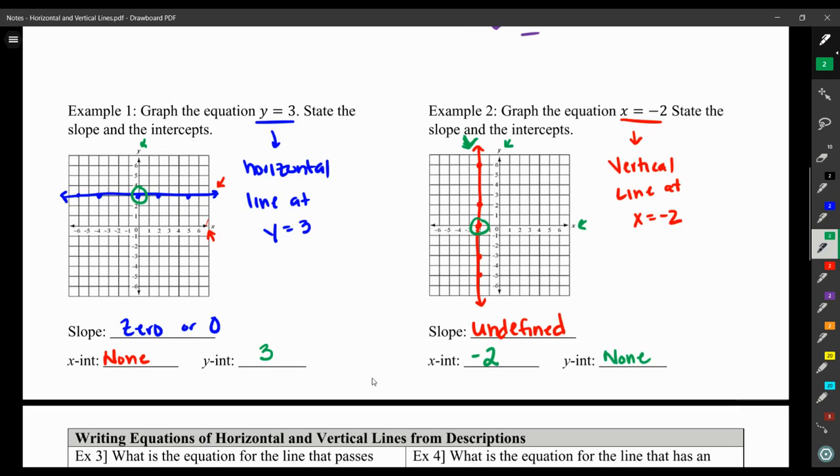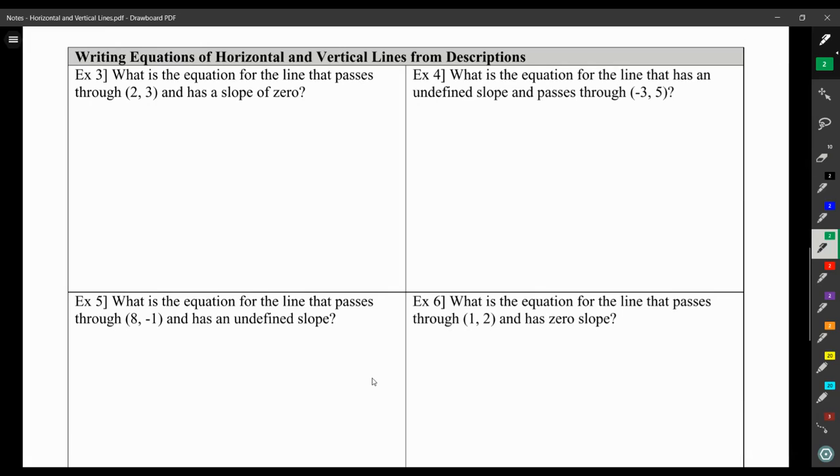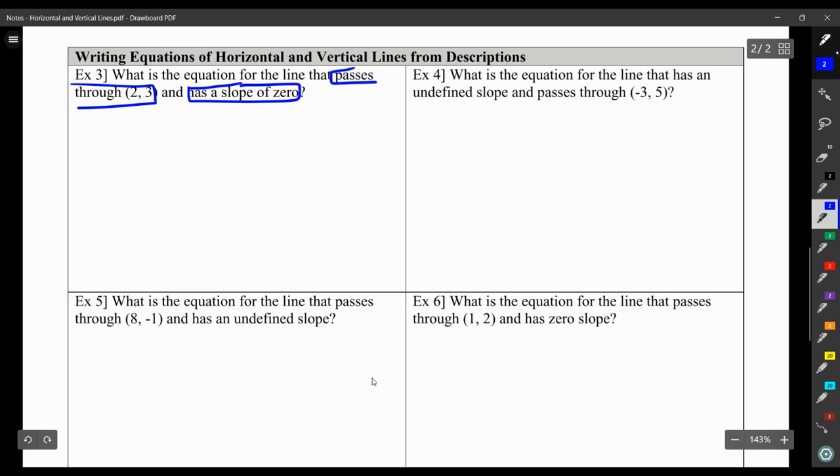Let's talk about how to actually write the equations given a description. So if I look at example 3, what is the equation for the line that passes through (2, 3) and has a slope of 0? So we've kind of done this before, but these are special cases. So I know that this line will pass through (2, 3), and I know that it has a slope of 0. So I'm going to start with the slope.